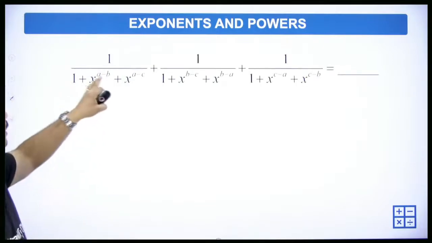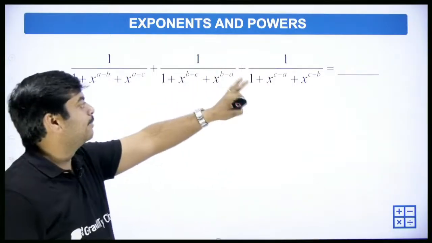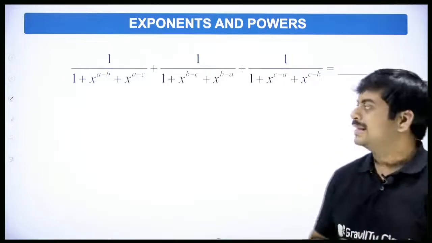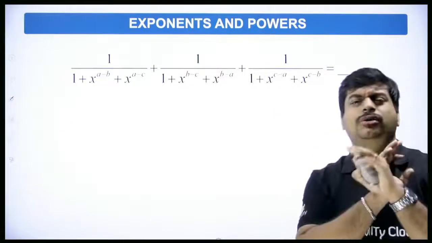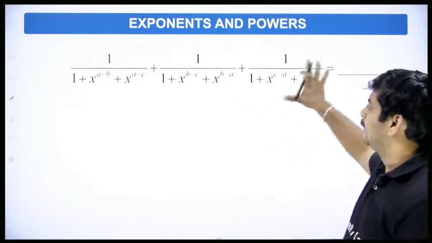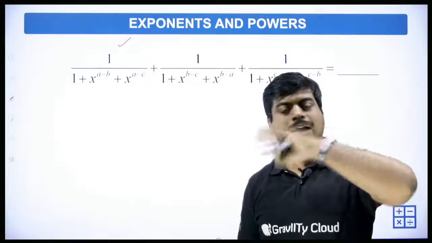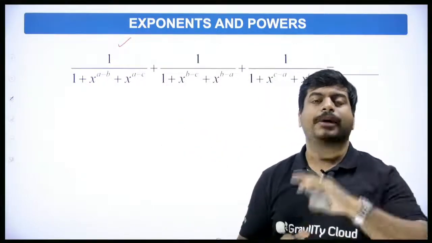1/(1 plus x power a minus b plus x power a minus c) plus x power b minus c, x power b minus a, c minus a and c minus b. It's a very important question and very interesting question. You can see here, a power m minus a power n. What I'll do, I'm not doing this complete thing. I'll just try to solve the first one. From there we can write what is the answer for the second one. From there we can write what is the answer for third one, and let's try to combine all these together.